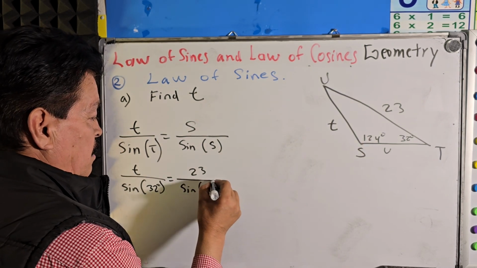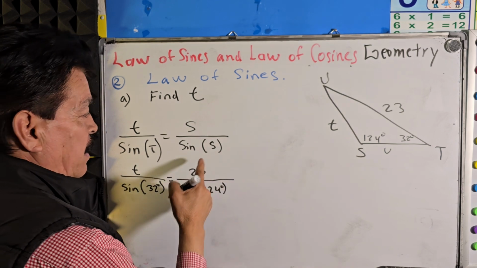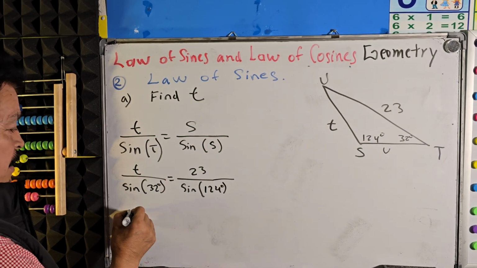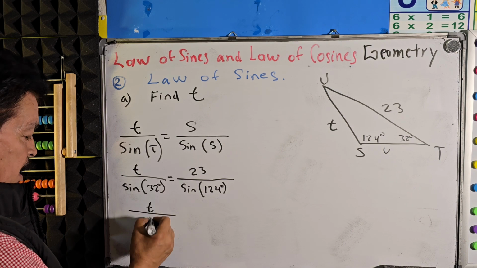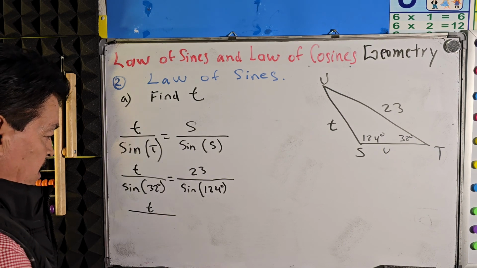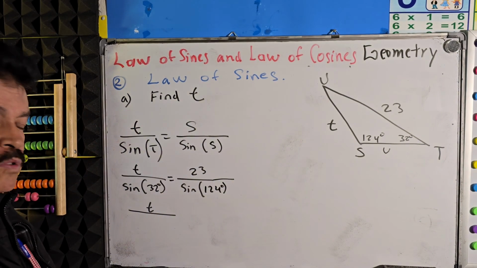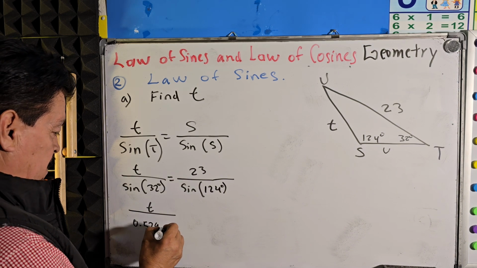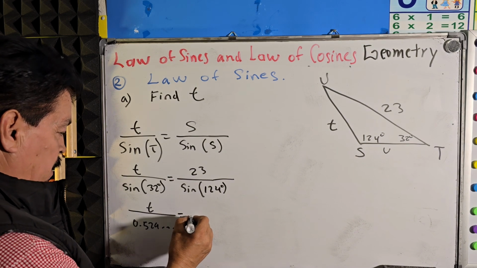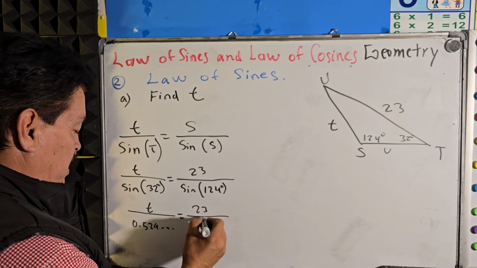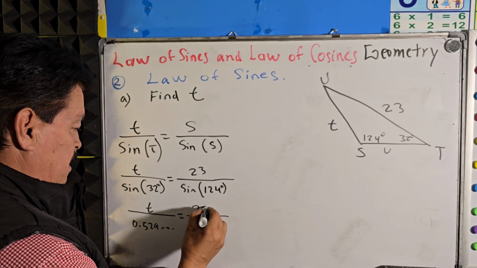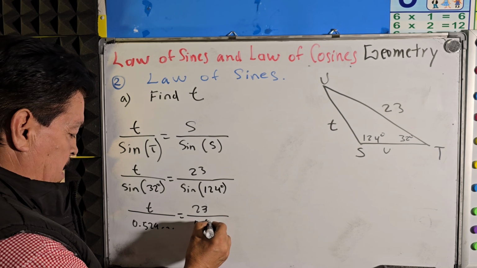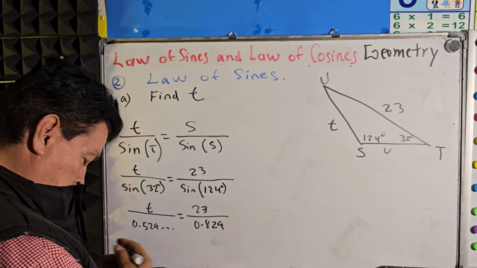124 is s, right here, right? We simplify this. It's very simple. Okay, we will have t right here. Let's take the sine of 32. Sine of 32 will be equal to 0.529, point equals 23 right here. So 0.829. All right.